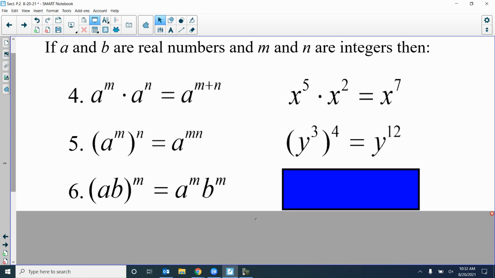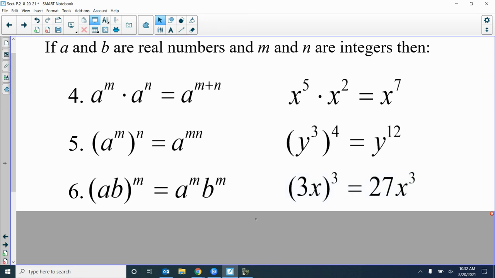And then if you have more than one term to the power, then the power has to be applied to everything in the parentheses. So (ab) to the m is a to the m, b to the m, and then a constant. The constants also get that power. Another mistake I see a good bit is you want to say that's 3 times 3, which is 9. Remember, it's 3 to the third power. So (3x) to the third power is going to be 27x cubed.